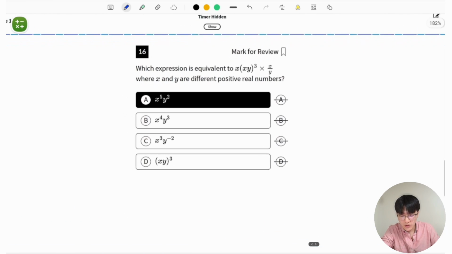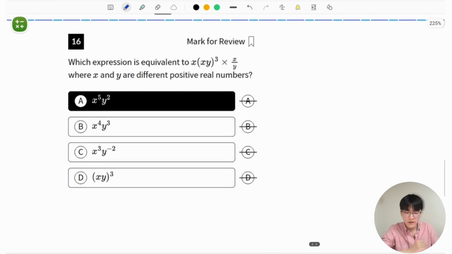Okay, moving on to question number 16. Which expression is equivalent to x times (xy) to the power of 3 times x divided by y, where x and y are different positive real numbers? So, if we want to find an equivalent expression in this situation, we want to first understand how these variables operate. And the first thing we want to deal with is what's inside of these parentheses.